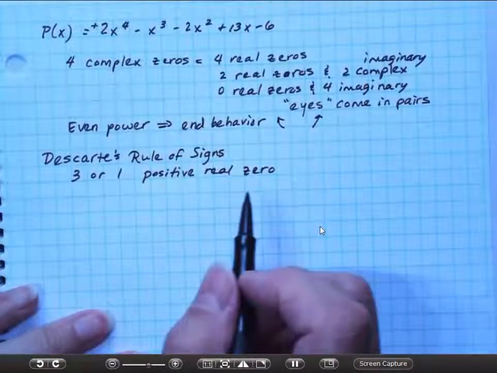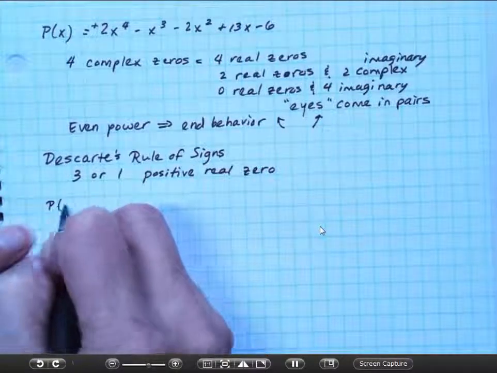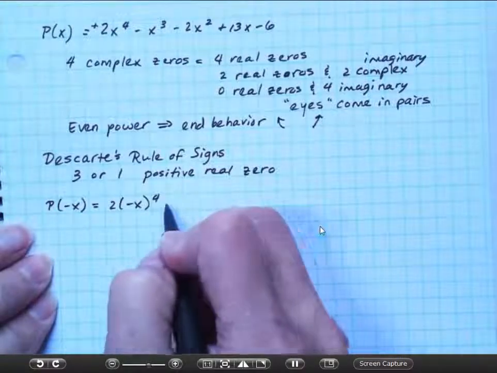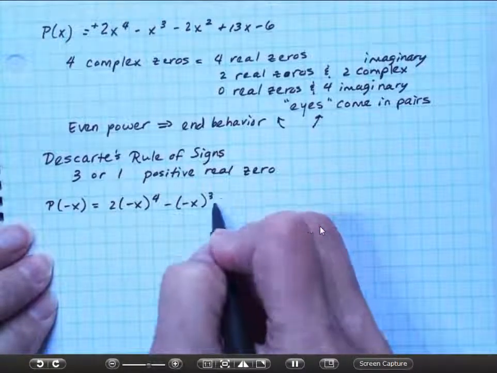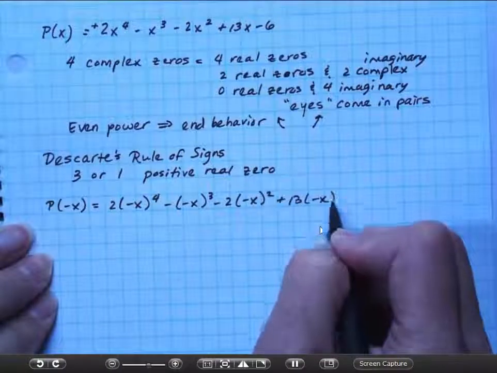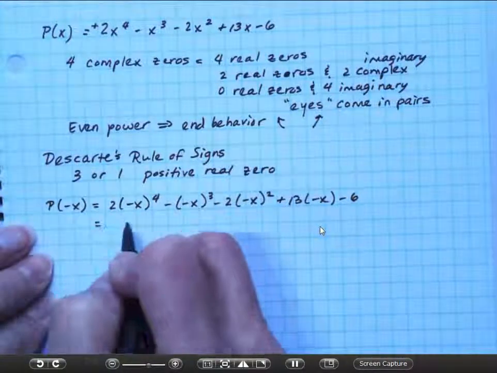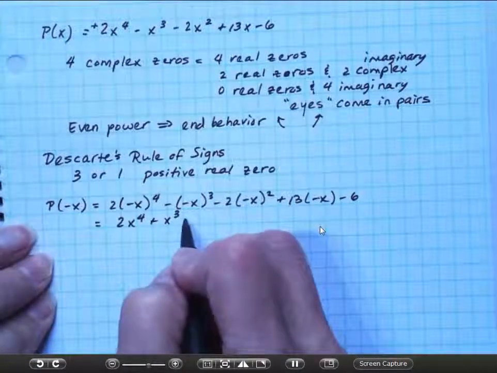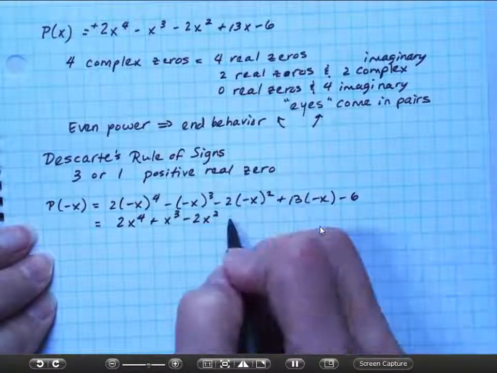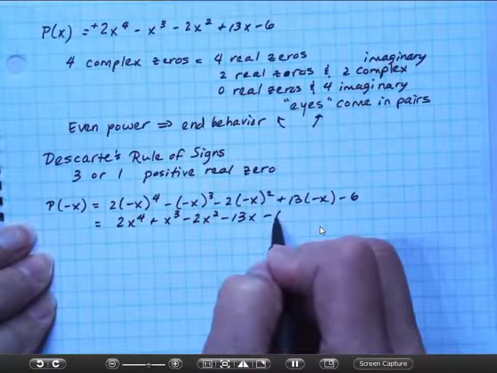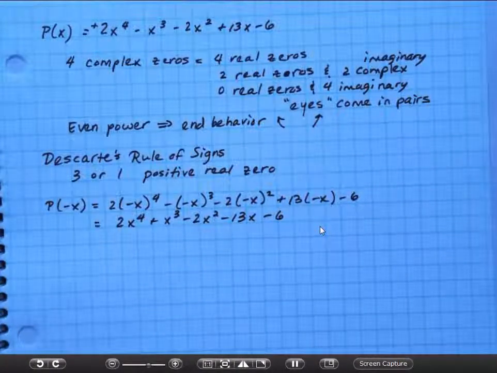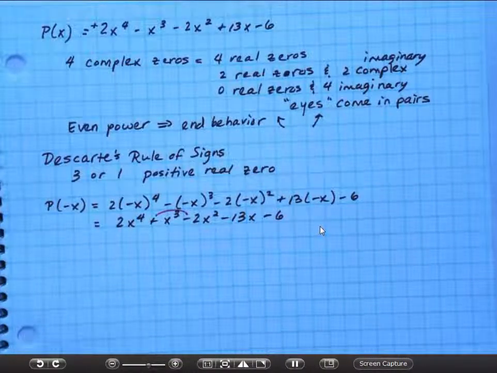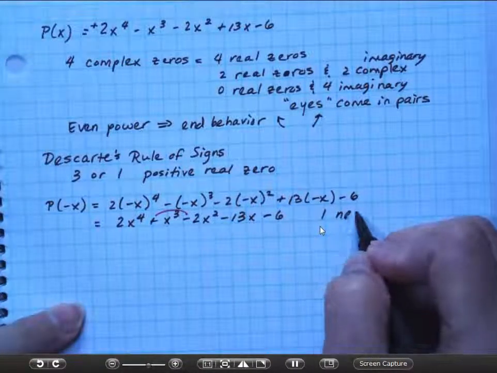So we're going to either have 3 positive real zeros or we'll have 1 positive real zero and 2 of them will be imaginary. Next I'm going to figure out what P of negative x is and look at the change in signs for P of negative x. So I'm going to put in a negative x wherever I have an x in my original function. And when I do that, I end up with 2x to the fourth plus x to the third minus 2x squared minus 13x minus 6. So in this particular problem, I have 1 change in sign. So that means I'm going to have 1 negative real zero.